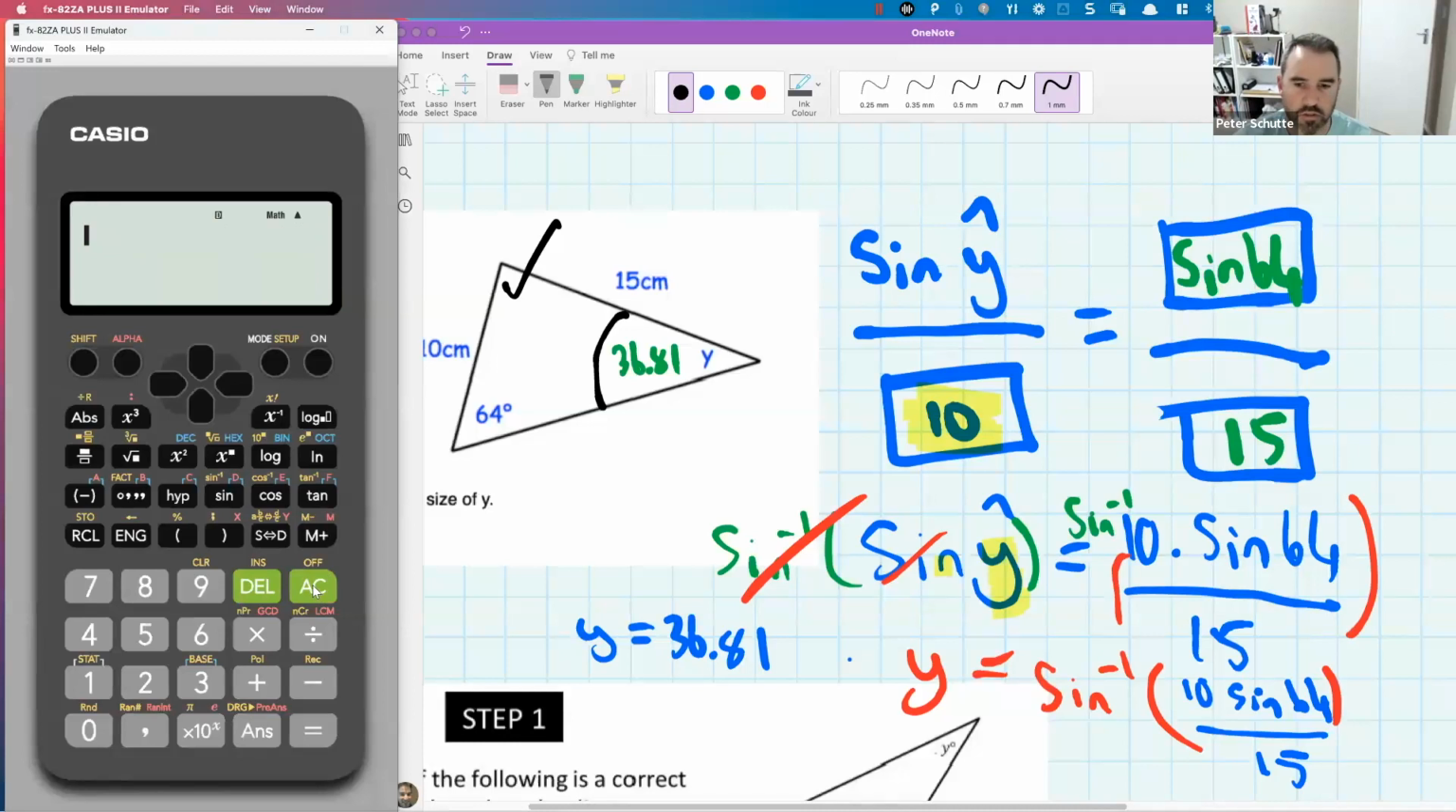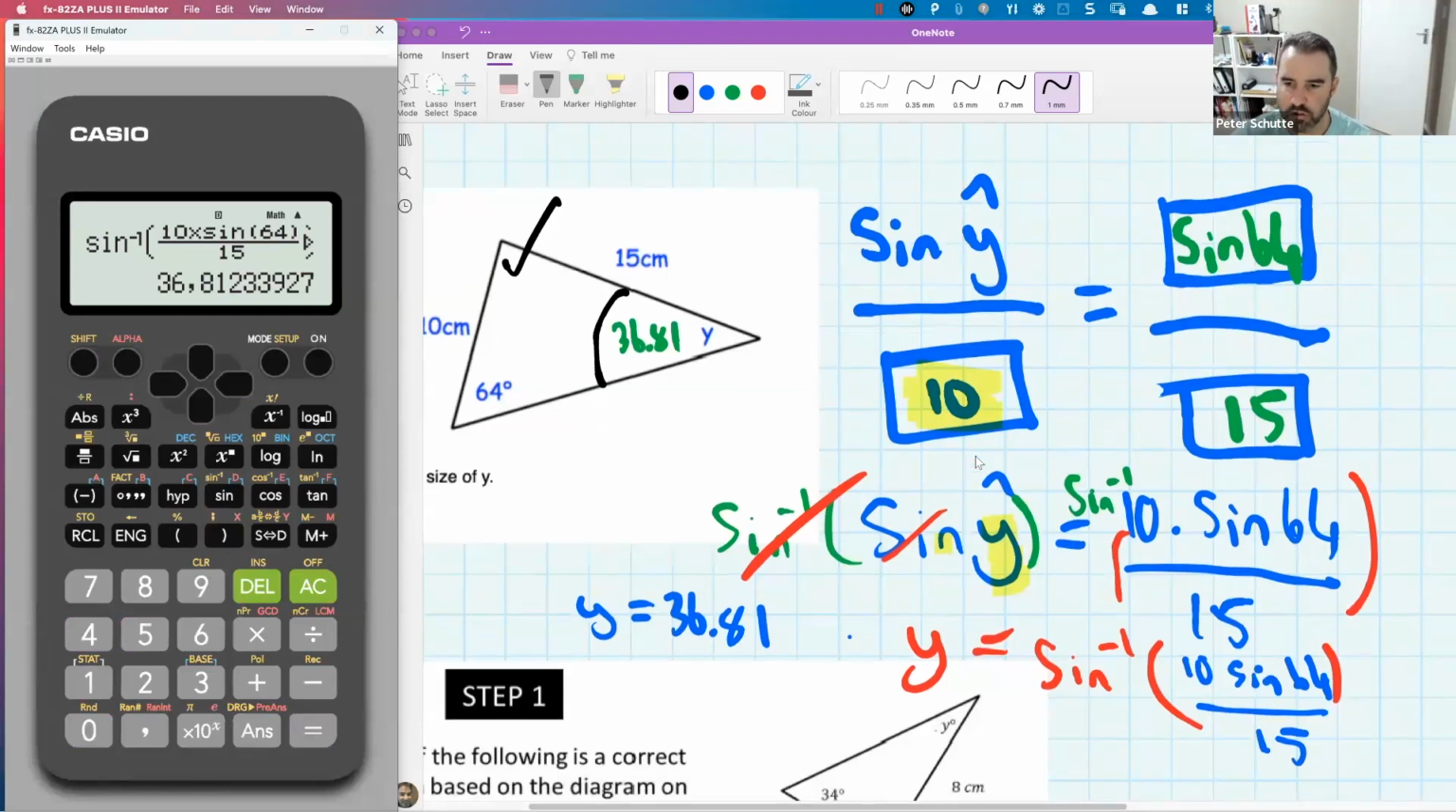Let me see if I can do it now. So let me do that again. What I said was shift sine, and then I used the fraction button, and then I said 10 times the sine of 64 over 15, close the brackets, equals, and then I get that. Okay, give me a thumbs up if you followed that. Give me a thumbs down if you're feeling in any way unsure about how to do that.